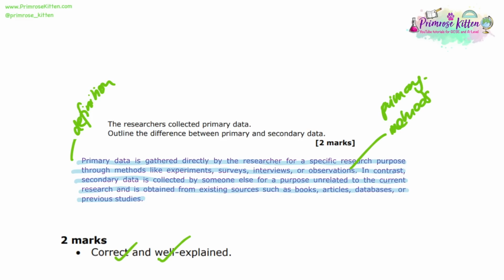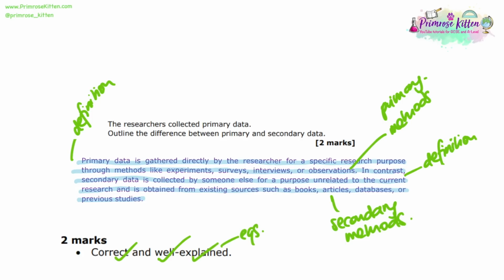The response then moves on to give the definition of secondary data, highlighting that it is collected by someone else for a purpose unrelated to the current research. It further adds that secondary data is obtained from existing sources like books, articles, databases, or even previous studies. The use of examples for both types of data enhances the clarity of the response. Overall, the answer really effectively outlines the key distinctions between primary and secondary data in a really well-organised way.